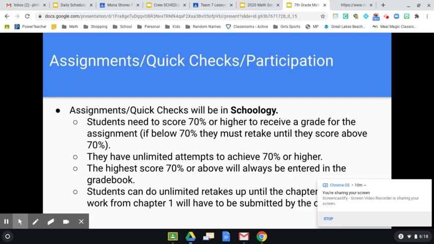And so all the work for chapter 1 also has to be submitted by the test. So while we're in chapter 1 and you miss an assignment, you miss a quick check, or you want to go back at a later time and retake that assignment or quick check, you have until the end of the chapter 1 test. Everything will remain open until that test. Once we have the test, those assignments and quick checks from chapter 1 will be closed. So just keep that in mind. That'll happen for each chapter.